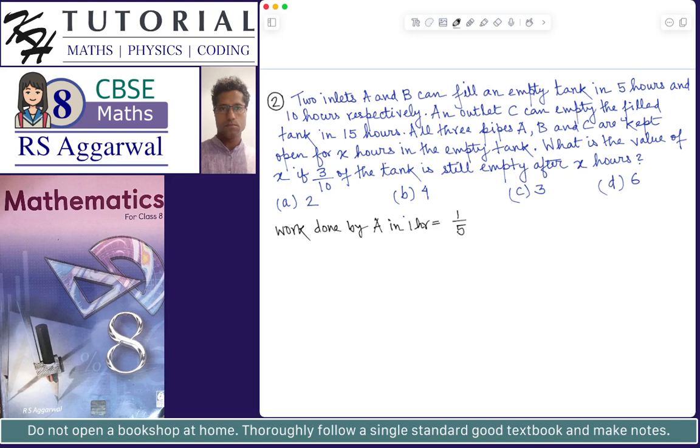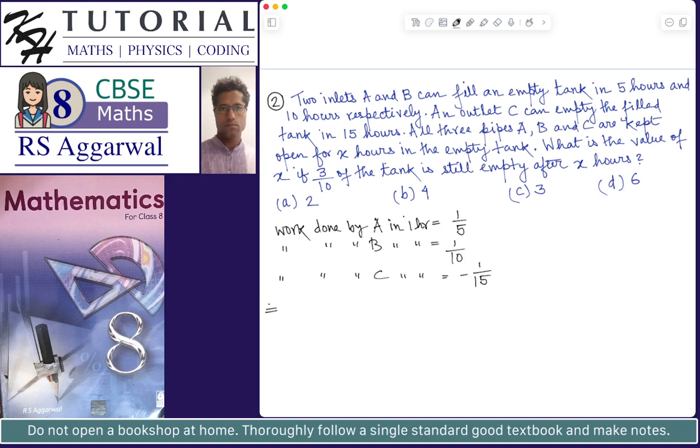So now, from the given information, we can say that work done by A in 1 hour is 1 by 5, because pipe A can fill an empty tank in 5 hours. Similarly, B is also an inlet and it fills an empty tank in 10 hours, so work done by pipe B in 1 hour is 1 by 10. Now, C is an outlet and it empties a completely filled tank in 15 hours, so work done by C in 1 hour is minus 1 by 15, since C is an outlet.